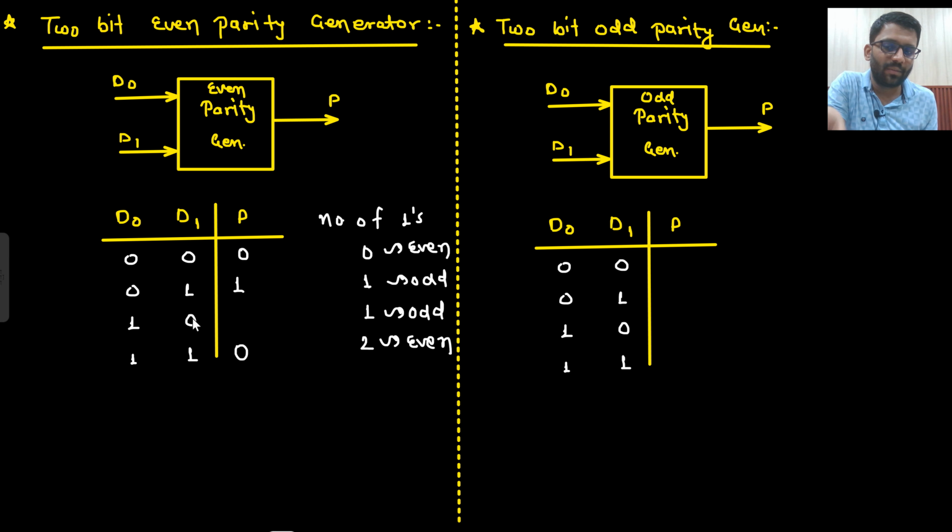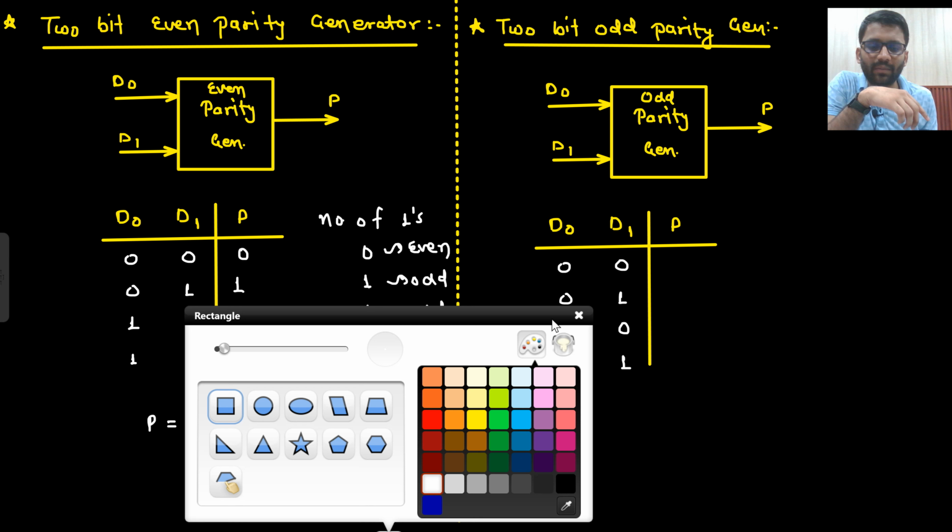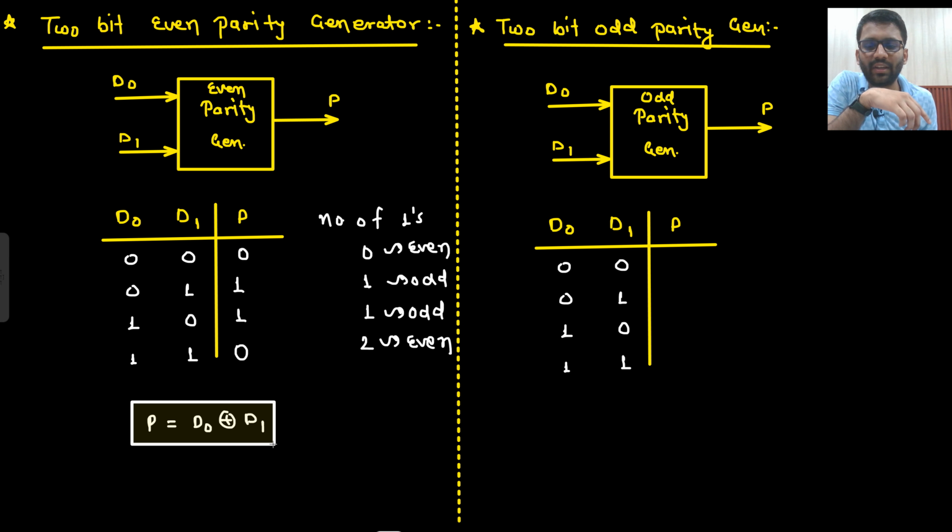And here it will see that the number of ones are odd, so P will be 1. So what is P? P is D naught XOR D1. Now tell me one thing, in the examination do you actually need to write this truth table? Can you think intuitively, without writing the truth table?